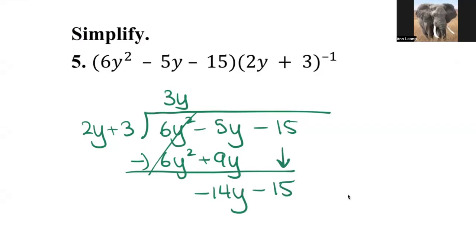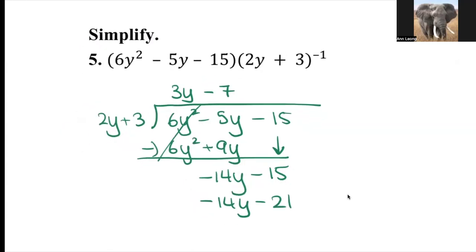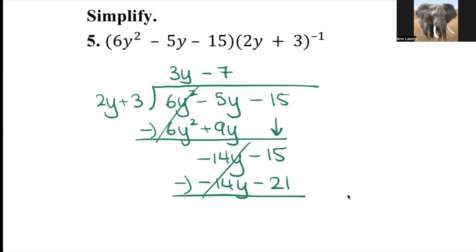Then repeat the process. 2y times what gets me negative 14y? That will be negative 7. So negative 14y minus 21 is what I get when I multiply negative 7 times both of those terms. And make sure you subtract. These two will go to 0. And negative 15 minus negative 21 is negative 15 plus 21, so that gets you positive 6.